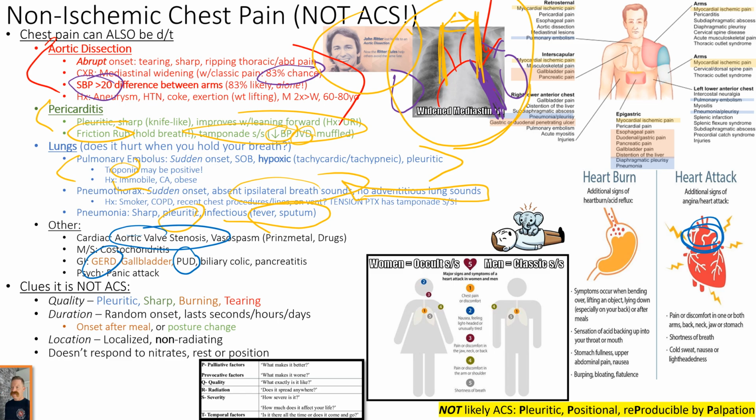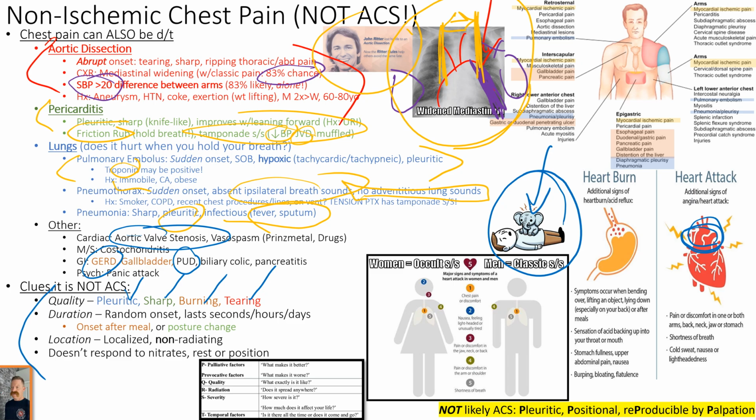So again, clues, it's not ACS, right? It's pleuritic, it's sharp, it's burning, it's tearing. That's the quality of the pain. That's not chest pain coming from an MI. What does the chest pain that comes from an MI feel like, or sound like, or get reported as? It's reported as an elephant on the chest. It's the pressure, right? And then what is not ACS, the duration.